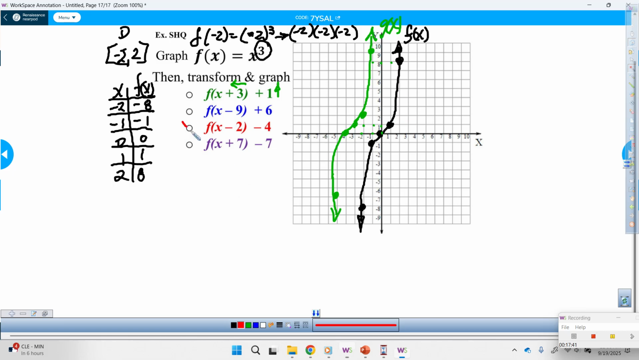Next, I'm going to skip the blue one for right now. I'm going to go to the red one. So we just finished the green one. Tell your neighbor what's going to happen for that red one from the original. Then Victoria's going to pass someone.